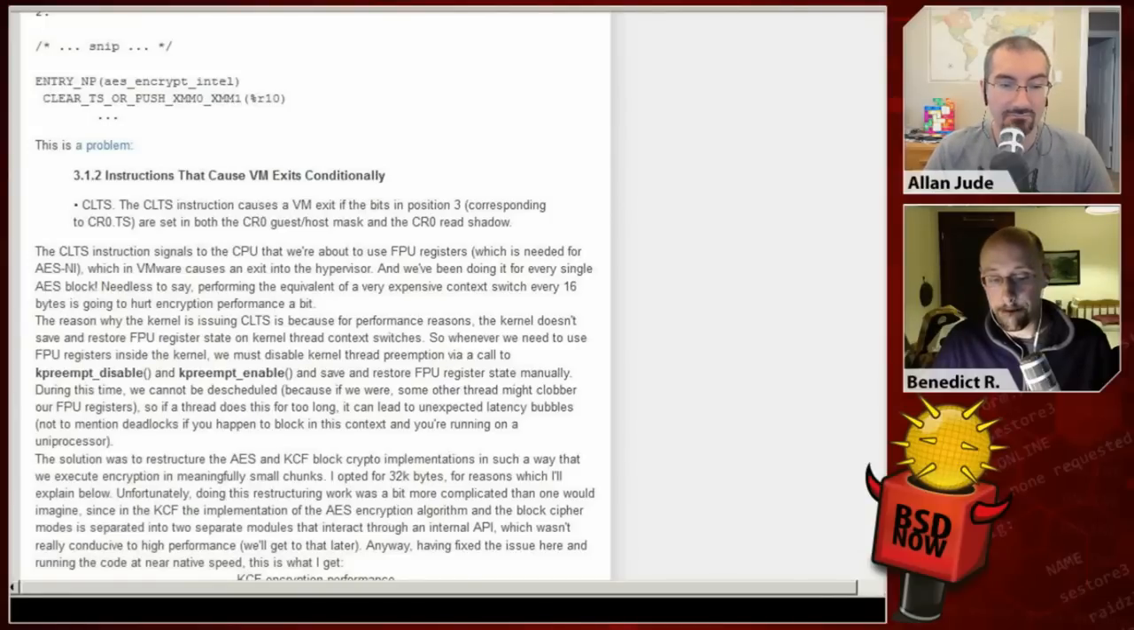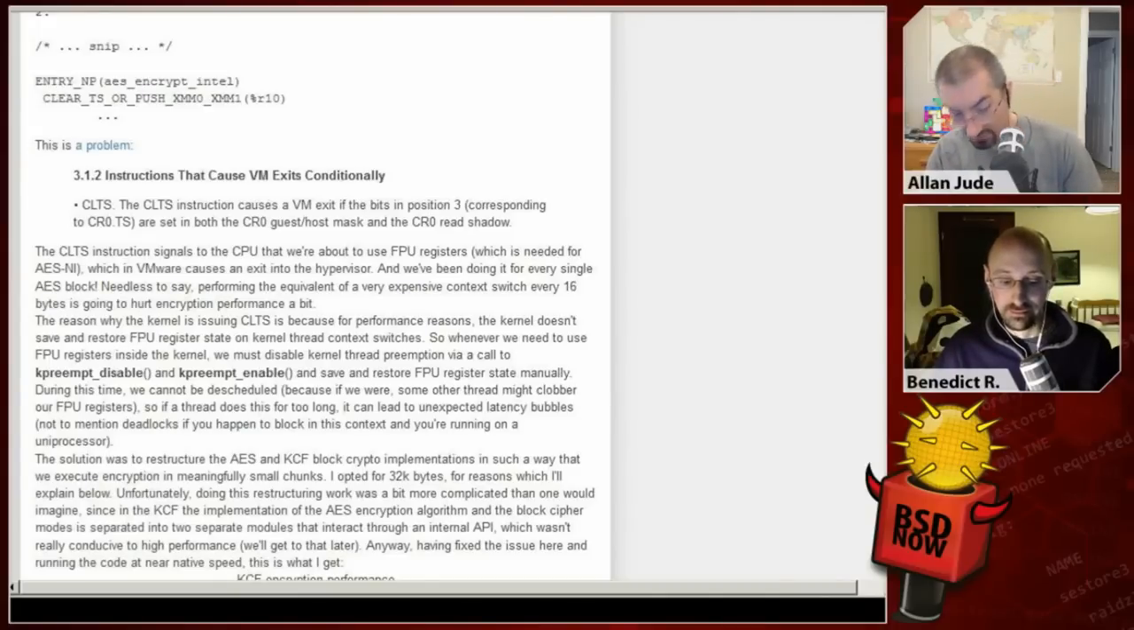During this time, we cannot be descheduled, because if we were, some other thread could go in there and clobber the FPU registers, and then when we get rescheduled, we'd be working with unknown state. So if the thread does this for too long, it can lead to a latency bubble, right? If we let it take arbitrarily large chunks of data and try to encrypt them all at once in such a way that we didn't let anything else run in the meantime, that would cause the whole machine to chug every time we did it. That would be bad. But also very bad: if we do the smallest possible chunk every time, the performance is going to suck.